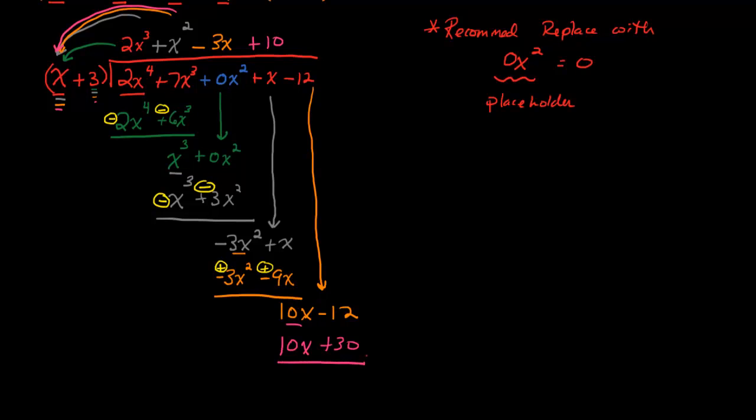Remember, what do we always have to do? We have to change our sign. So this becomes a negative, and this becomes a negative. 10x minus 10x gives you 0. Negative 12 minus 30 gives you a value of negative 42. So this, ladies and gentlemen, is my remainder.